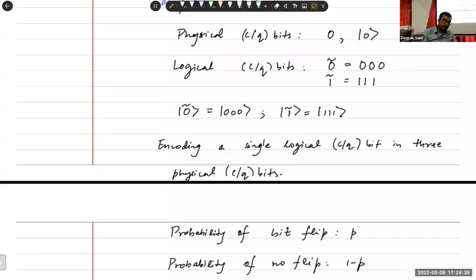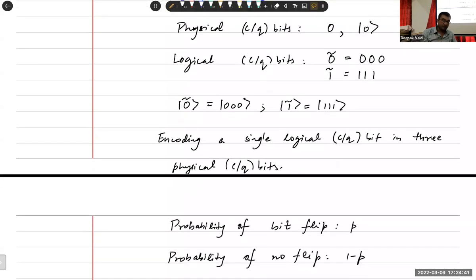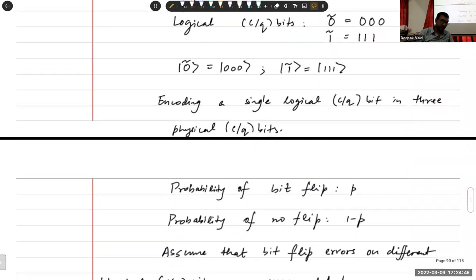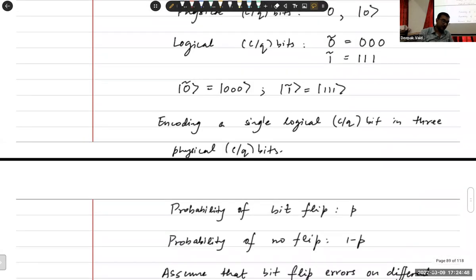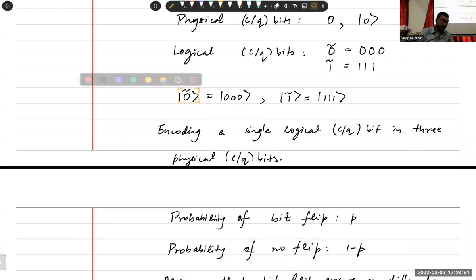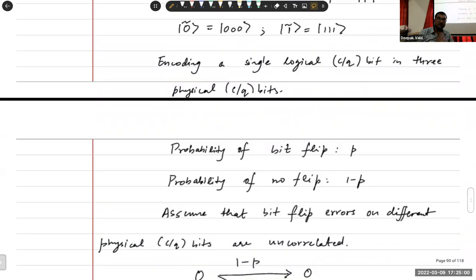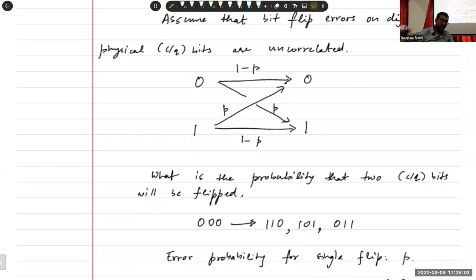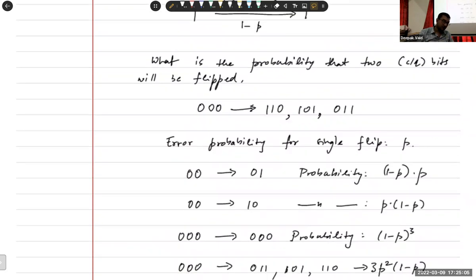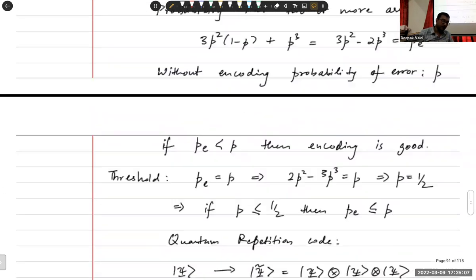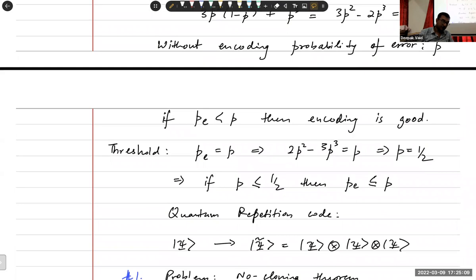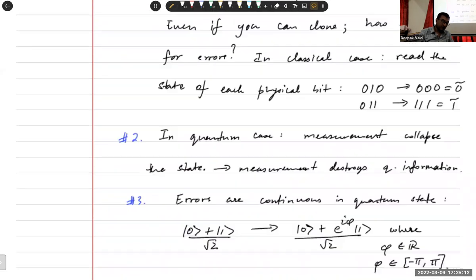So the simplest approach to error correction involves using redundancy, right? So you encode a single qubit, a single logical qubit, using three physical qubits. So that way, if one of those qubits undergoes an error, you will still have two which are unaffected. And maybe there is some way then in which you can recover, right?